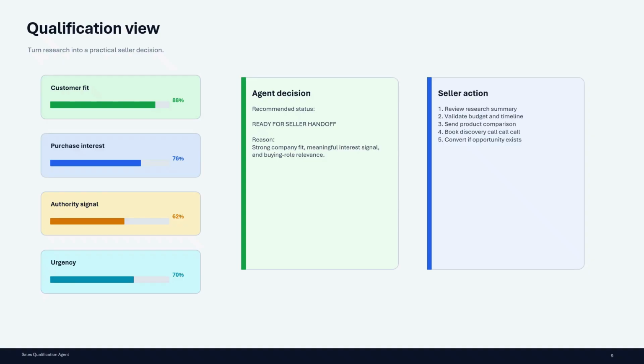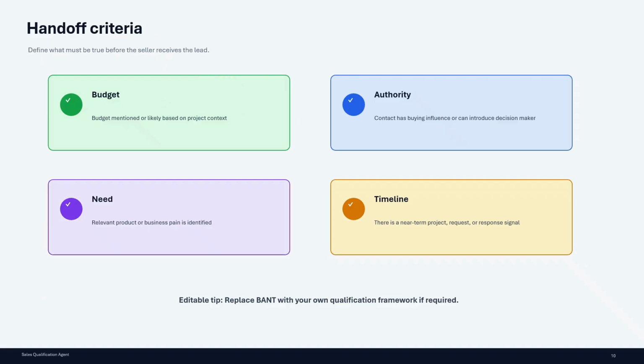The next slide is about the handoff criteria. So, handoff criteria define what must be true before a lead is sent to the seller. A common way to think about this is budget, authority, need, and timeline. Budget means there is some project or commercial context.